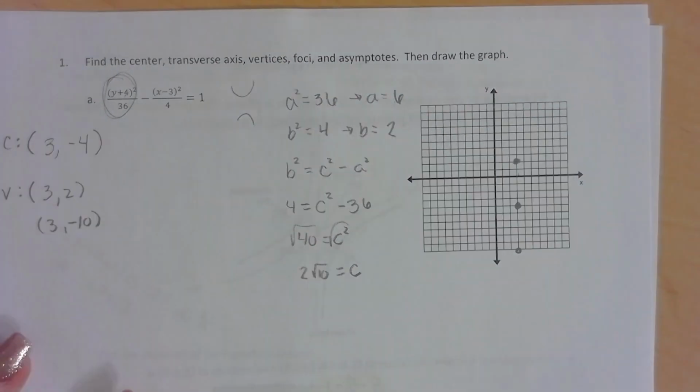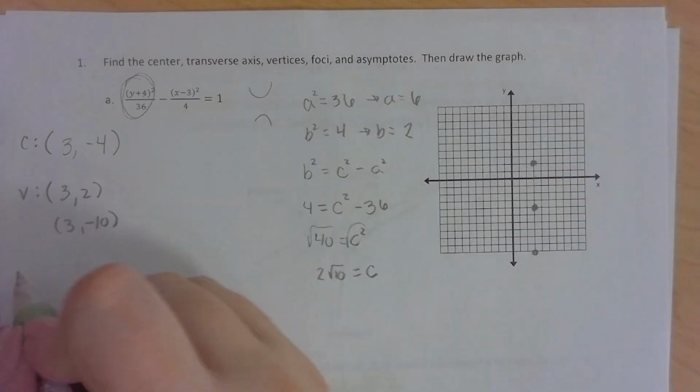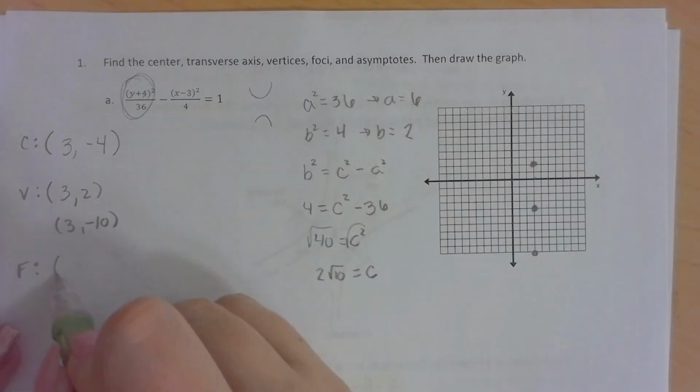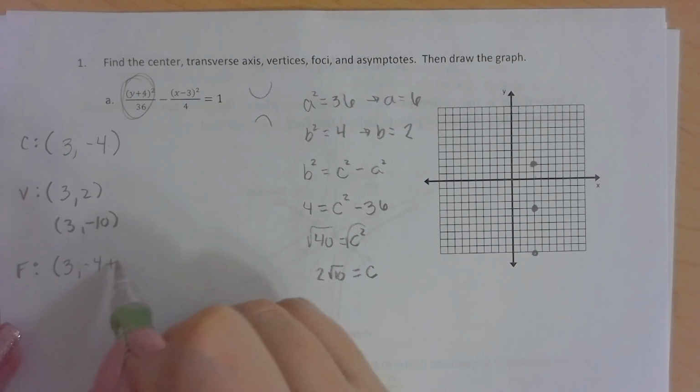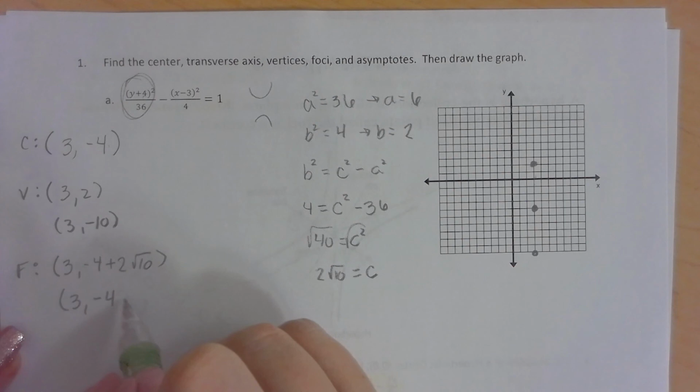Now the foci are going to move from the center, and it's going to move 2 root 10. So that's going to be at 3, comma, from the center, negative 4, plus 2 root 10. And then 3, comma, negative 4, minus 2 root 10. So there's our foci.